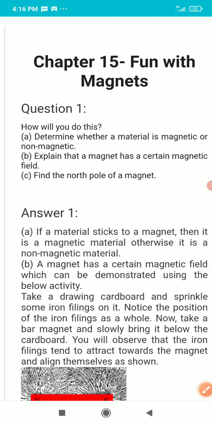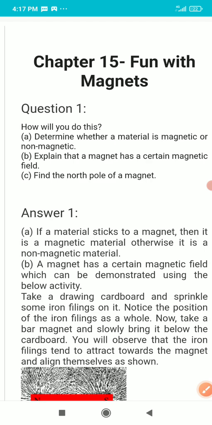Question number 1, how will you do this? A. Determine whether a material is magnetic or non-magnetic. Answer: if a material sticks to a magnet, then it is a magnetic material, otherwise it is a non-magnetic material. B. Explain that a magnet has a certain magnetic field. Answer: a magnet has a certain magnetic field which can be demonstrated using the below activity.